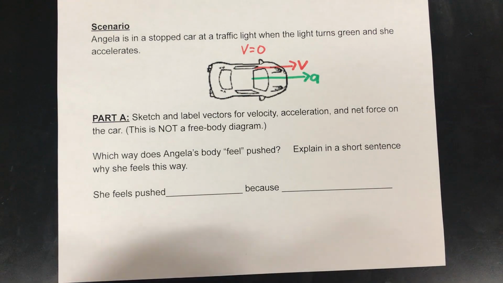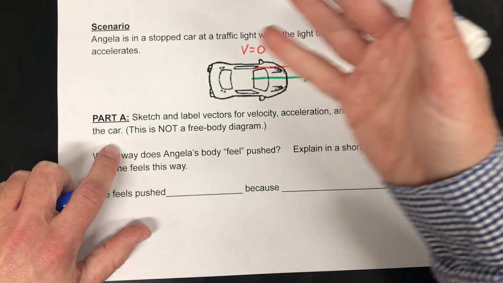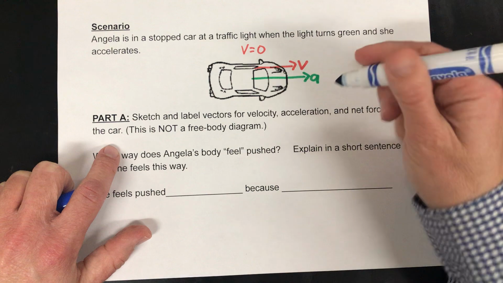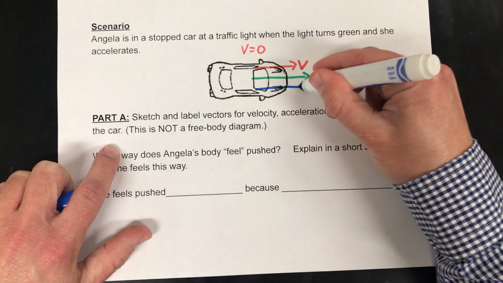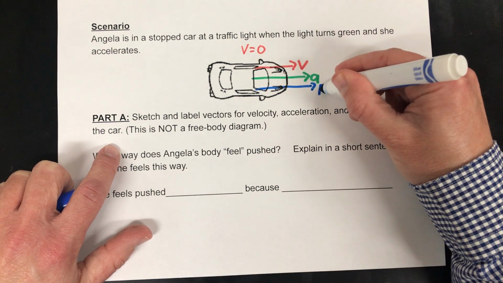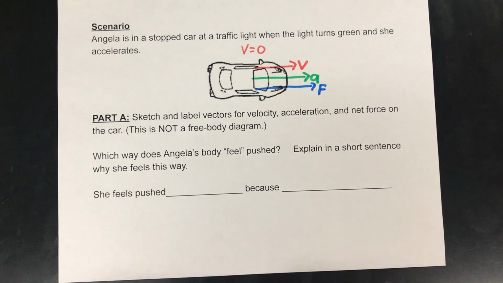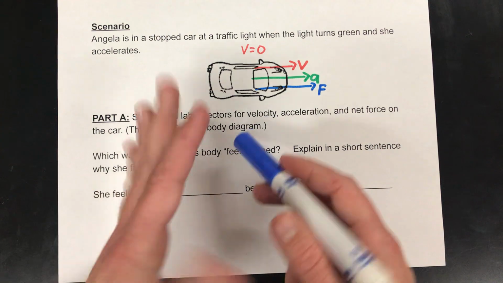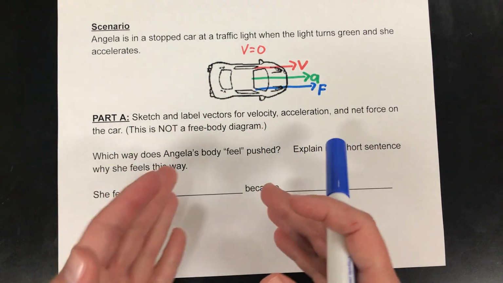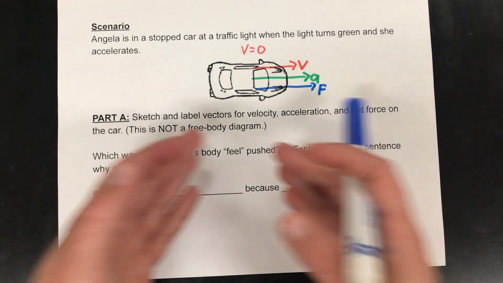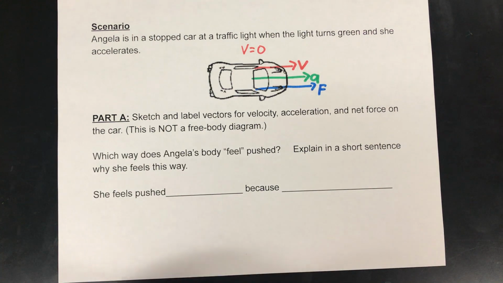And then, what is the direction of her force? Well, as it said last chapter, net force and acceleration are always in the same direction. They're vectors that point the same way, so the net force must also point towards the right. Here they ask a question, which way does Angela's body feel pushed? They put "pushed" in quotation marks because it's not actually pushed. Explained in a short sentence.